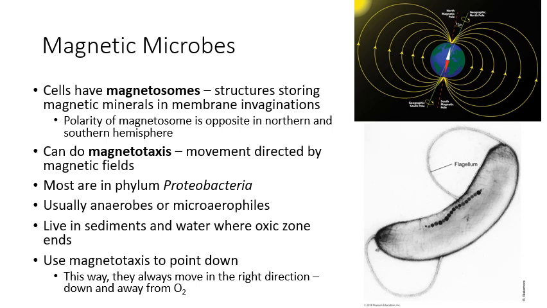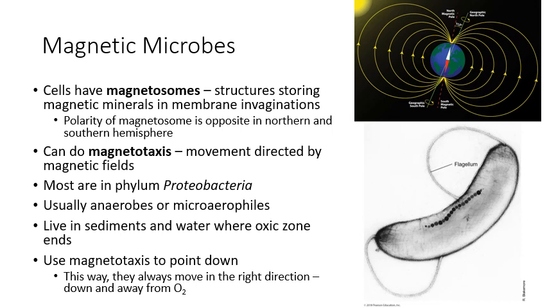The magnetosome is always oriented in a particular way with regard to the flagella of the cell, and the orientation is actually opposite for bacteria that are living in the northern hemisphere versus bacteria that are living in the southern hemisphere. So in this image here, you can see the magnetosome of a magnetic microbe. The magnetosome allows these microbes to orient themselves according to the magnetic field of the Earth, and then it lets them do magnetotaxis, where they're able to move in a specific direction according to the orientation of the magnetic field.